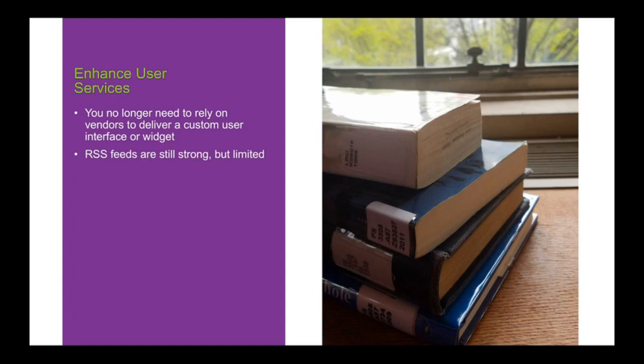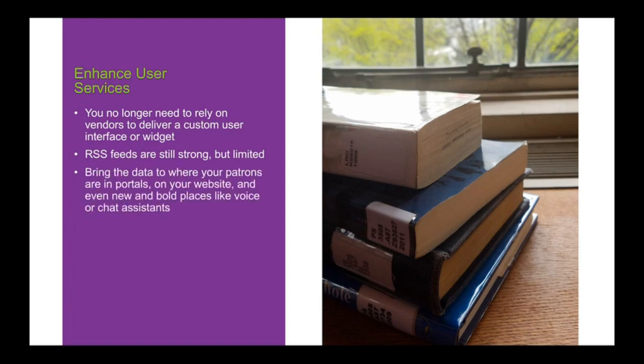RSS feeds are still strong but limited. So many of you have probably worked in the past with RSS feeds. Maybe you've used a library thing to parse out library feeds, maybe display new books, stuff like that on your website. APIs, you can kind of think of them like an RSS feed. It's a feed of information that you can request. But I think it's more robust.